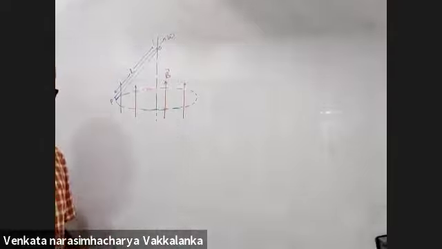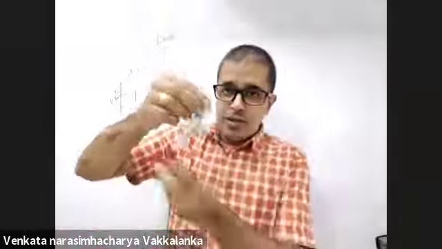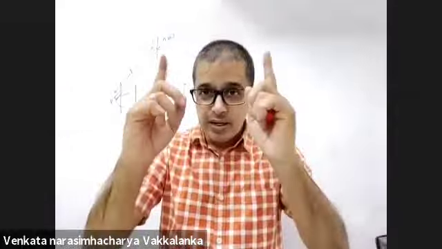Did you understand? How is the rod rotating? Conical pendulum. Yes, sir. The magnetic field direction is vertically upwards.